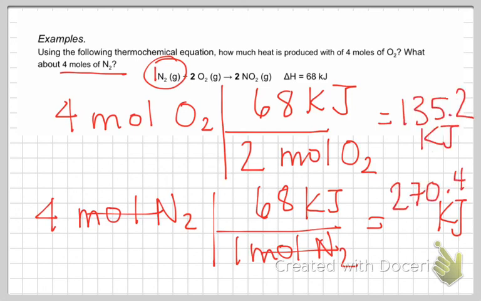Okay, so when we do our calculations, we get 135.2 kilojoules when we doubled our oxygen, and then 270.4 kilojoules when we quadrupled our nitrogen. Okay, so this is basically the same way that you've always been doing it, starting with your given, using that equivalent unit diagonally per the diagonal rule, and our desired unit is energy because it said how much heat is produced. Okay, and we are going to continue the same exact method with our next video, which is thermochemical stoichiometry. So I will see you next time.